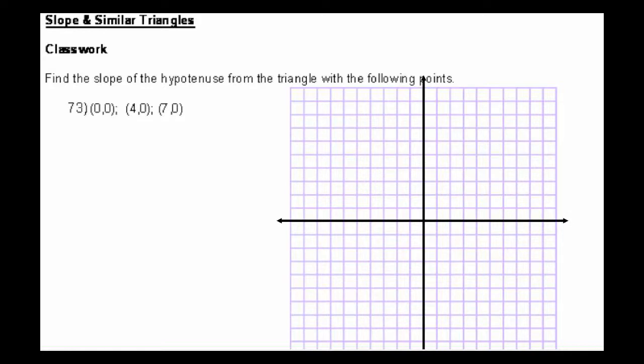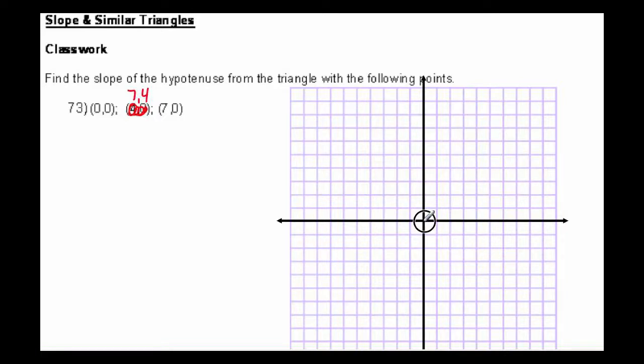Okay, video solutions for slope and similar triangles. So it says find the slope of the hypotenuse from the triangle with the following points. When we find the slope of the hypotenuse, we don't use the Pythagorean theorem because we're not finding distance. So the first thing from class is we decided this didn't work. So when they made this up, they made a mistake. So we changed it to 7, 4.